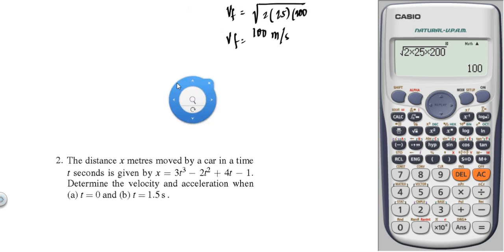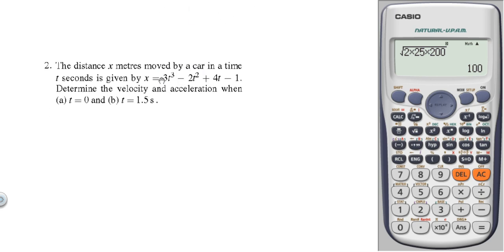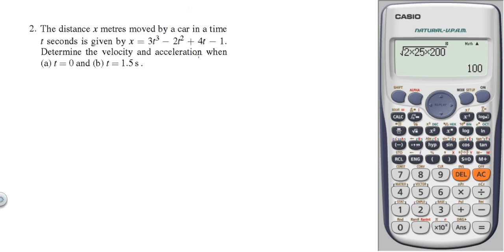That works. Now, number 2. The distance x meters moved by a car in a time t seconds is given by the equation x equals 3t cubed minus 2t squared plus 4t minus 1. Determine the velocity and acceleration when t equals 0 and when t equals 1.5. So, given our position or distance x, if you differentiate x with respect to time, that is the velocity. And if you differentiate it again, that is the acceleration. So, second derivative. Okay?